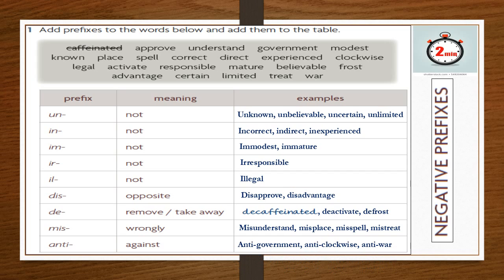And finally, the prefix anti means against: anti-government, anti-clockwise direction, anti-war. These are the negative prefixes, which are letters added before the word to give a negative effect.